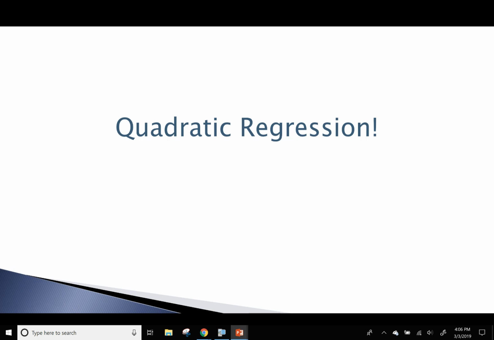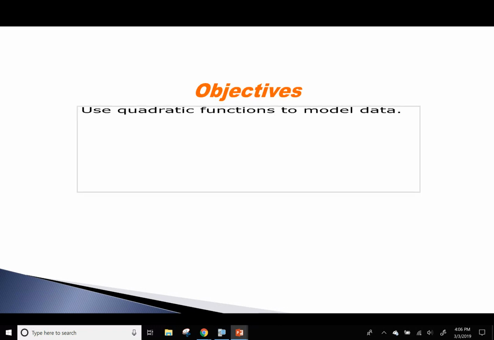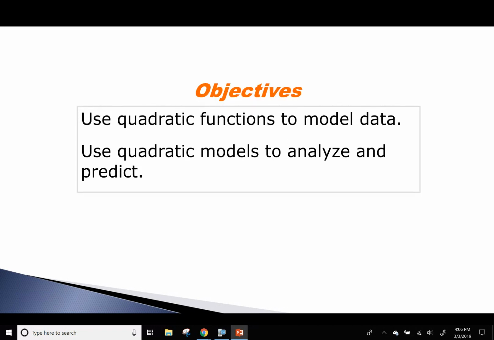All right, so now we're going to talk about quadratic regression. There's not a whole lot of new stuff to this. If you watched the linear regression, you got basically the most understanding of regression there is. We're just going to be looking at a different type, which is pretty much the same thing in terms of typing in the calculator with one slight difference. But yeah, let's jump into it.